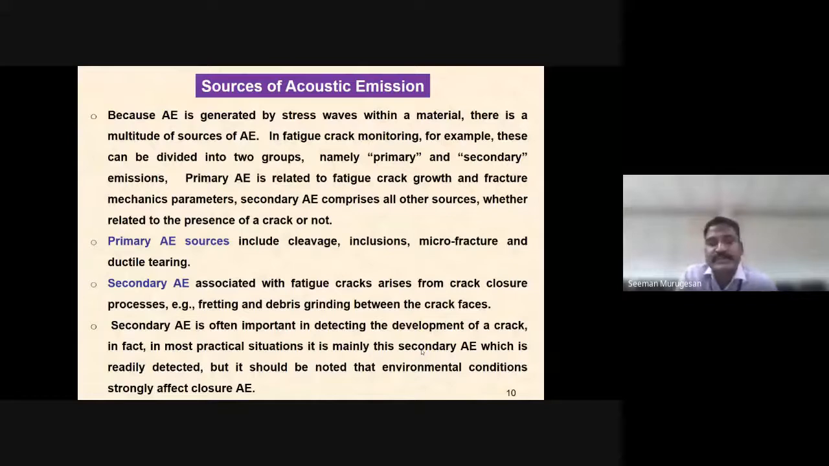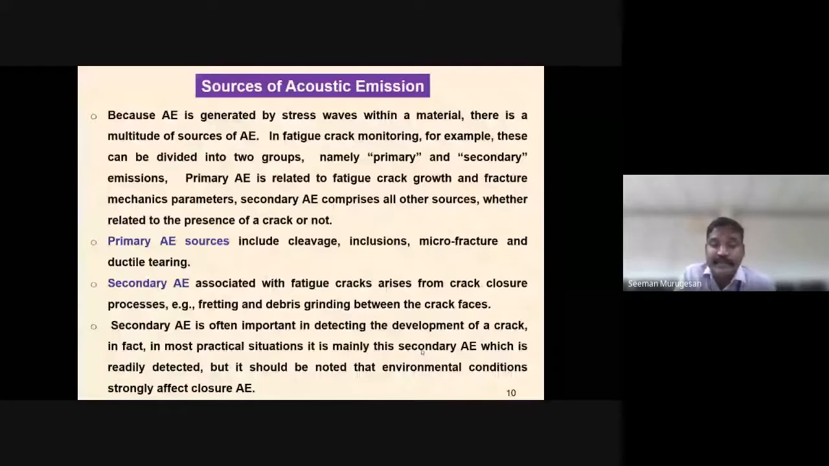For example, the primary AE sources include cleavage, inclusion, micro fracture, and ductile tearing. The secondary acoustic emission associated with the fatigue crack arises from the crack closure process, fretting, and debris grinding between the crack faces. This is a source of secondary acoustic emission. The secondary acoustic emission is important in detecting the development of a crack. In fact, in most practical situations, it is mainly the secondary AE which is readily detected.